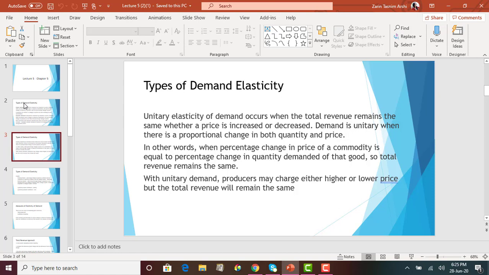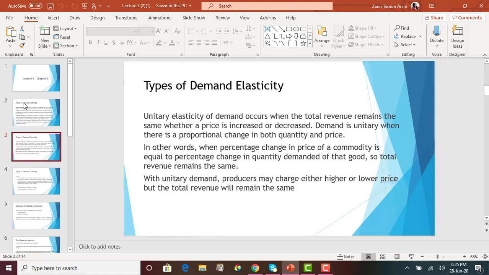Unitary elasticity happens when the total revenue does not change. The total revenue remains the same whether the price increases or decreases. Total revenue will not change for the producer when they are selling products and they increase the price. There will be no change in revenue. That's why it's called unitary elasticity.